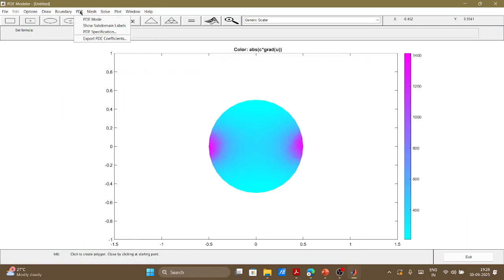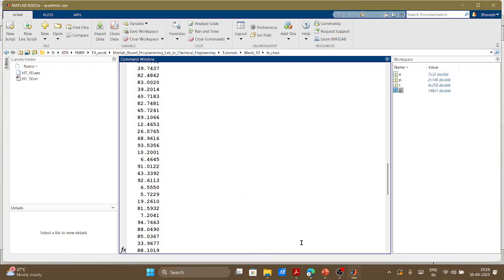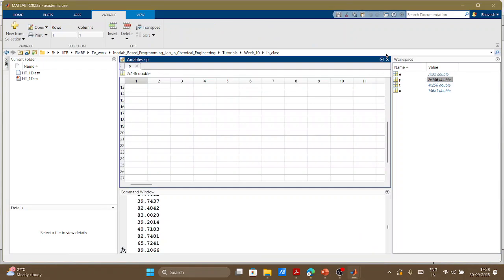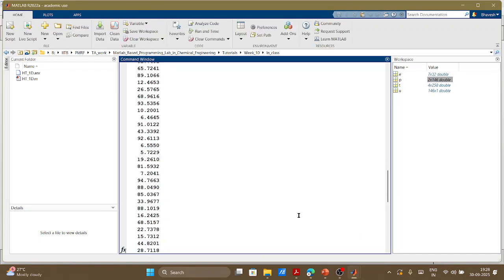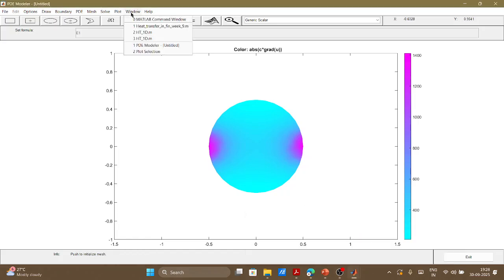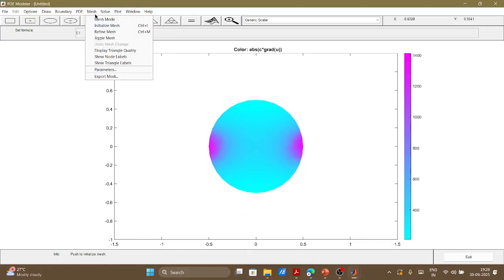So for that, what you can do is export the mesh. Basically you have to export other parameters also of your mesh grid points, right? Then only you will be able to understand which value corresponds to where. Here, solution, mesh, show triangle labels.